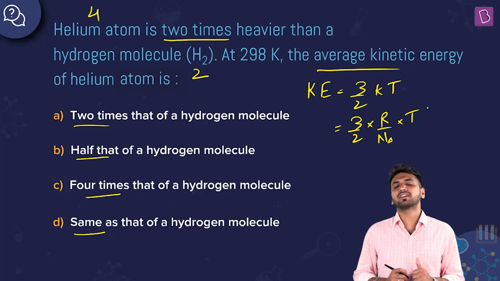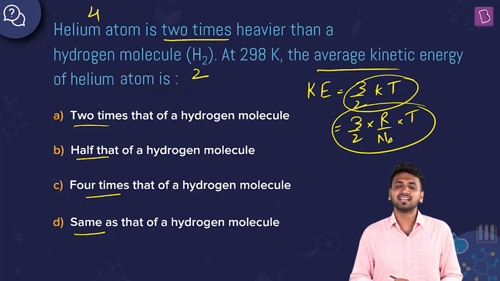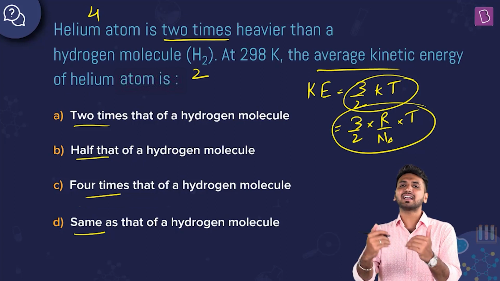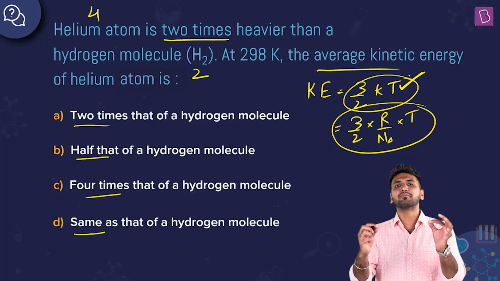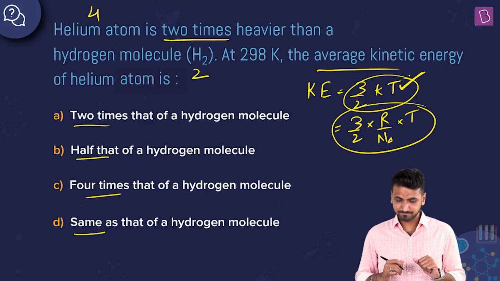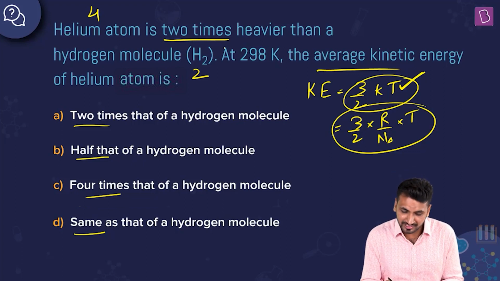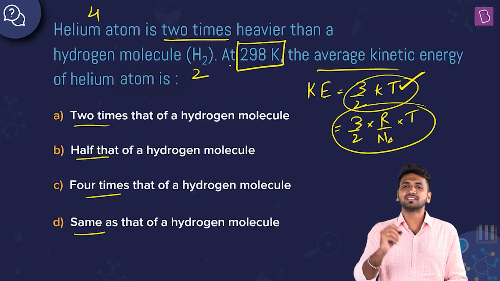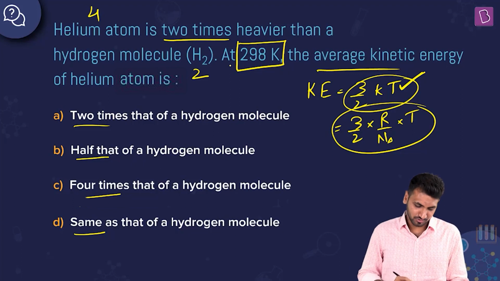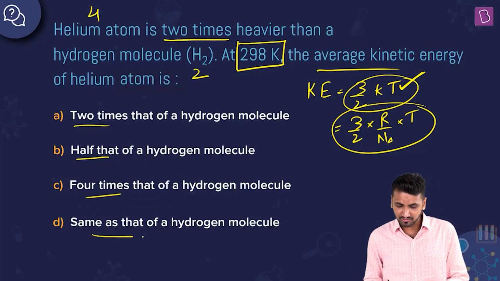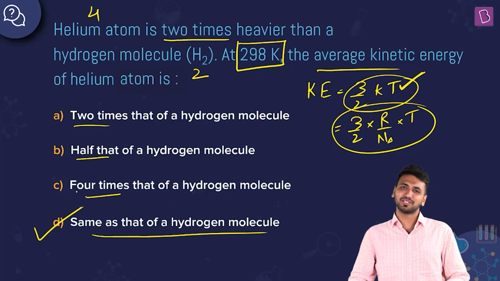Now there is a comparison between helium, whose mass is 4, and hydrogen. But if you observe carefully, there is no term in these formulas that relates molar mass with the kinetic energy. The kinetic energy is a function of temperature. So can we say that whether it be a helium atom or a hydrogen molecule, if the temperature is constant, the average kinetic energy is going to be the same? So option D, same as that of a hydrogen molecule, is going to be the right answer. So with that, we conclude this question.